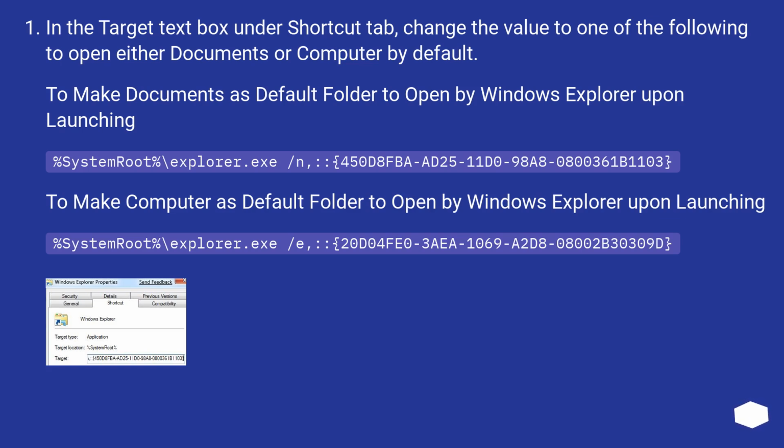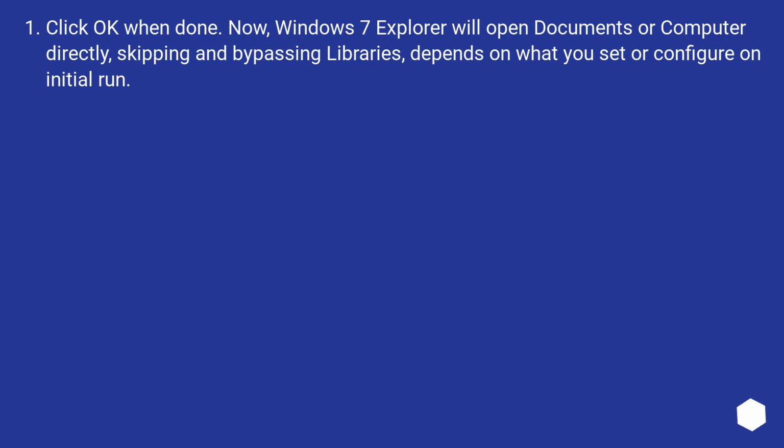%systemroot%\explorer.exe /e, followed by the long class ID string. Click OK when done. Now, Windows 7 Explorer will open Documents or Computer directly, skipping and bypassing Libraries, depending on what you set or configure on initial run.